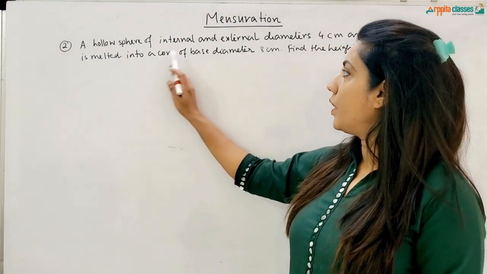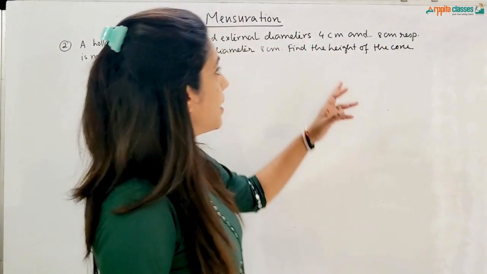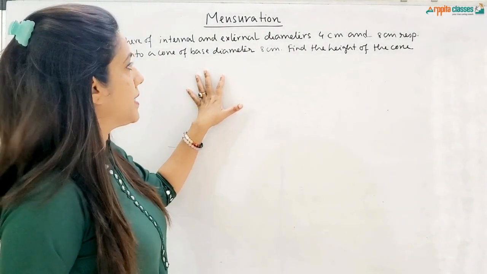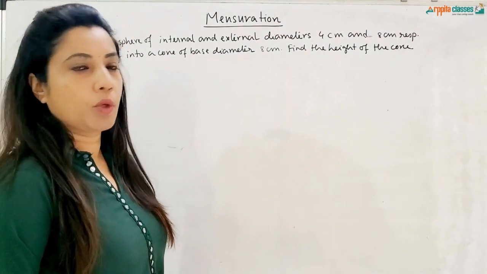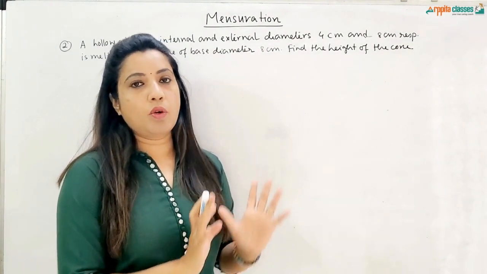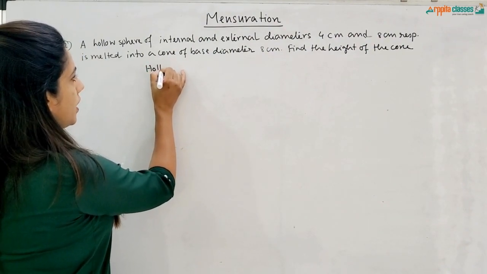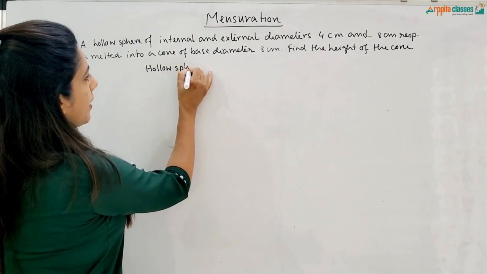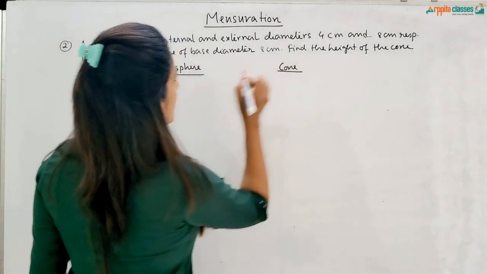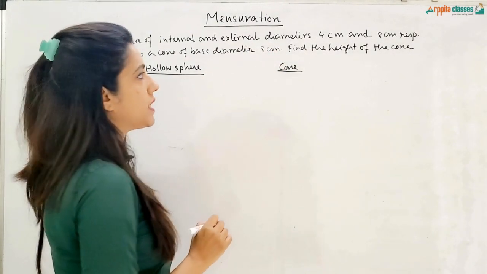So let us start with the next sum. A hollow sphere of internal and external diameters 4 cm and 8 cm respectively is melted into a cone of base diameter 8 cm. Find the height of the cone. So here again a hollow sphere is melted and a cone is made. So I'll make two columns. One is for hollow sphere. I'll write down the dimensions of the hollow sphere here, and the other one is cone. So internal diameter and external diameter of the hollow sphere are given.